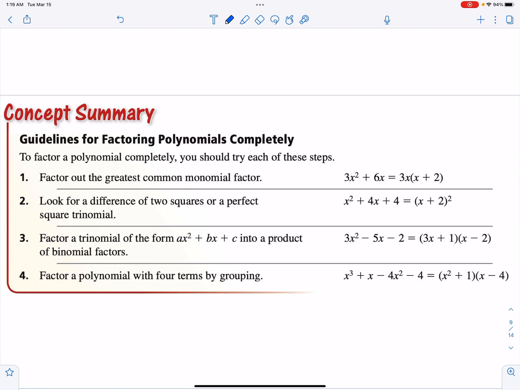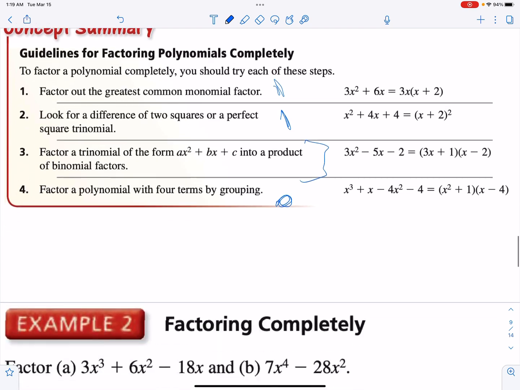So again, here's our list of 4 that we talked about the other day. So factor out a GCF. Look for the difference of perfect squares. Again, I always say look to 2-step first, then to 3-step, and then if we have to, factor by grouping. So they kind of lumped together 2 and 3-step here.